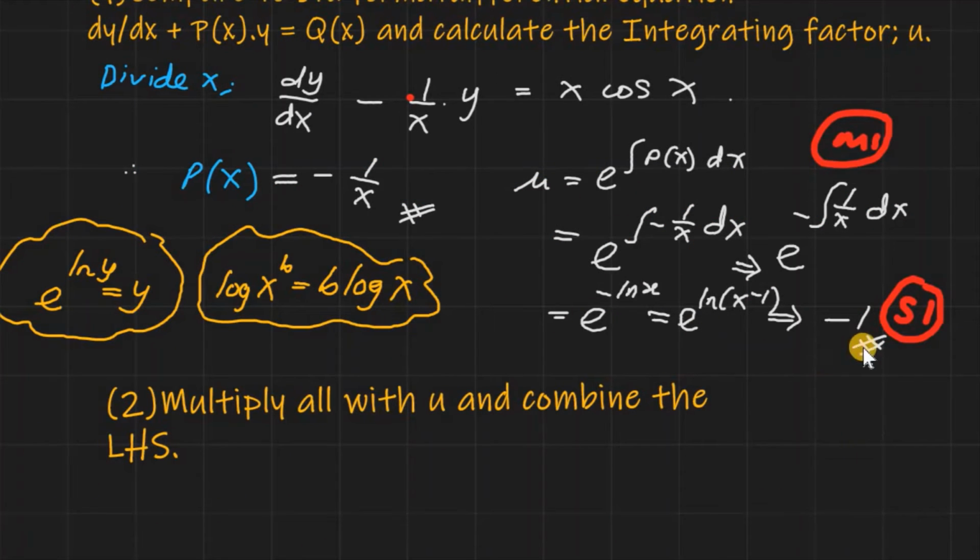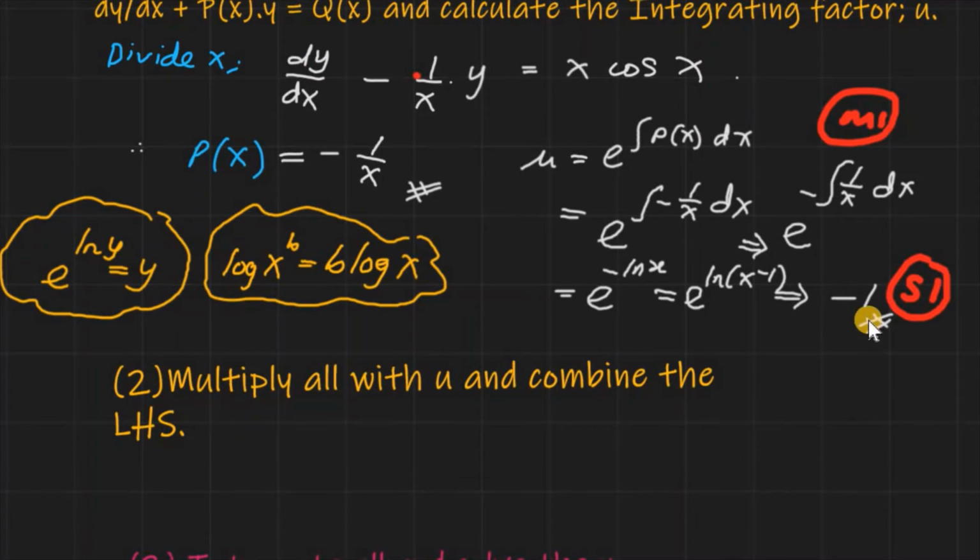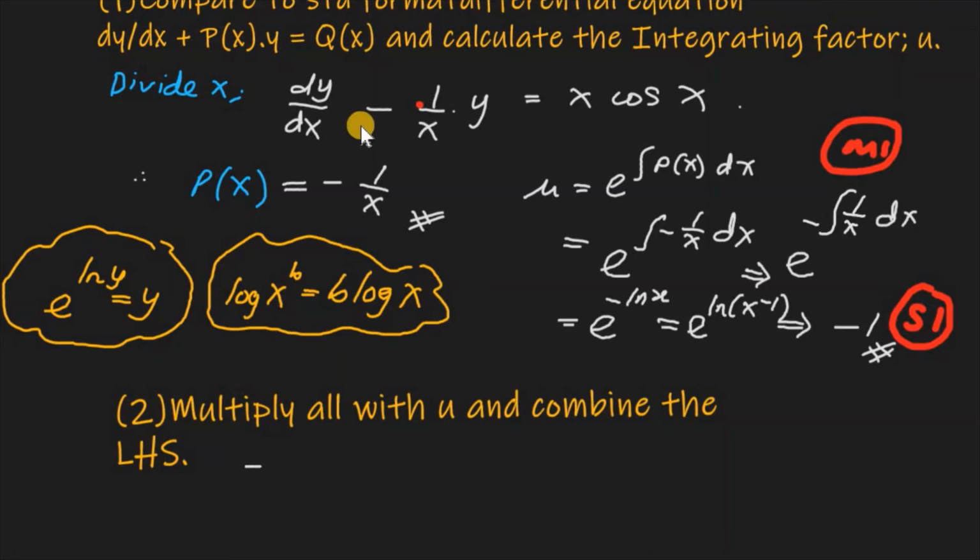Next, after we have got the integrating factor, step number 2, multiply all with this integrating factor and combine the left hand side. So this dy/dx, let's multiply it by this. Okay, so hence we get negative 1, right? Sorry, this is not negative 1. Check my work. It's supposed to be the Y. The integrating factor is actually this X power negative 1, or it is 1/X. That's the correct answer.